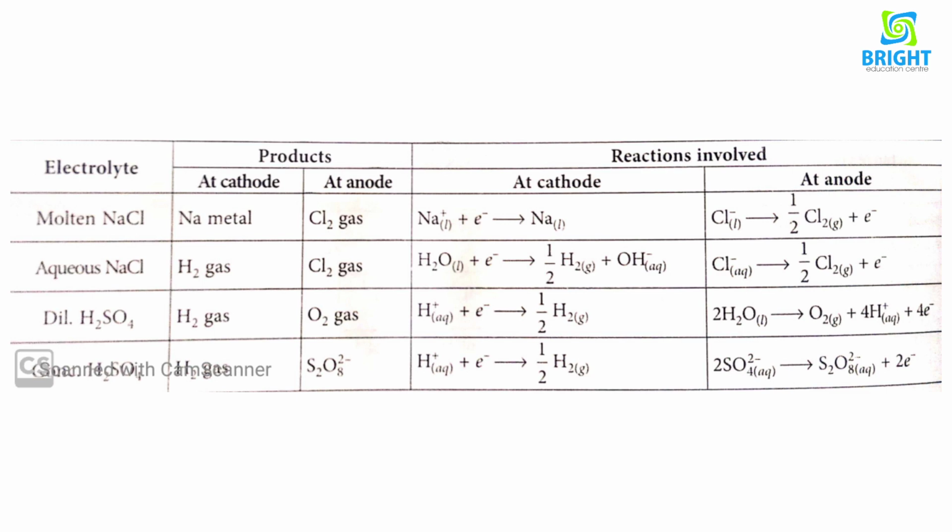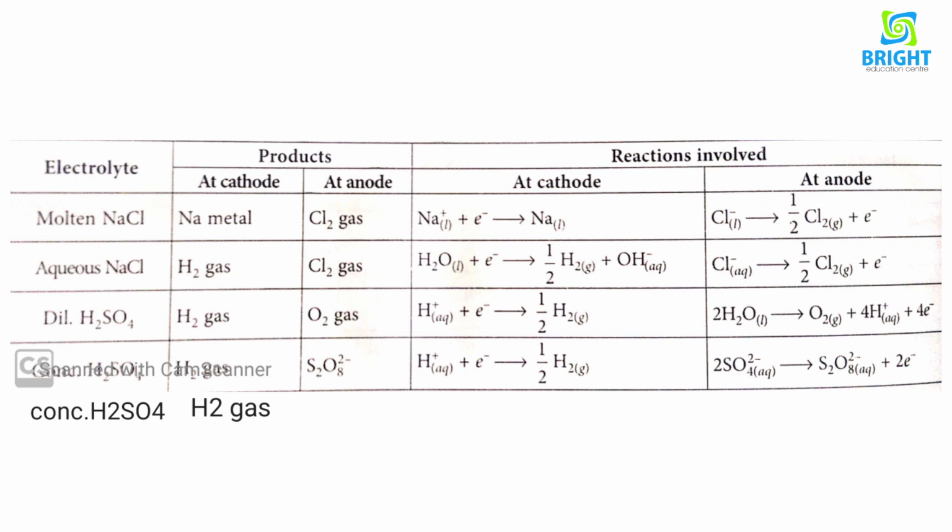Then after that I am giving you a table related to the reactions at anode and cathode with molten NaCl, aqueous NaCl, dilute H2SO4 and concentrated H2SO4. For molten NaCl, the condition is given at anode or cathode. At the cathode, sodium will be liberated. If it is aqueous, hydrogen will be liberated at the cathode. If it is dilute H2SO4, hydrogen will be liberated at the cathode. If it is concentrated H2SO4, hydrogen is liberated at the cathode.